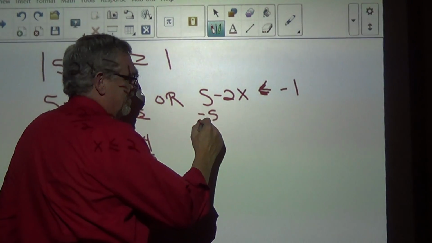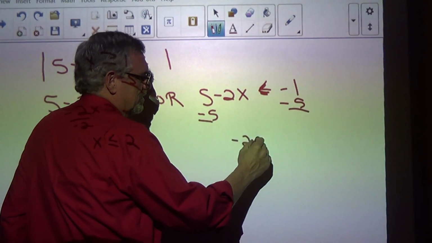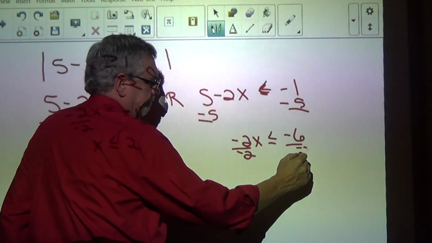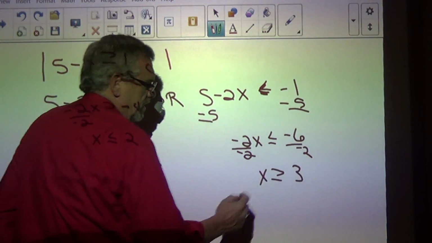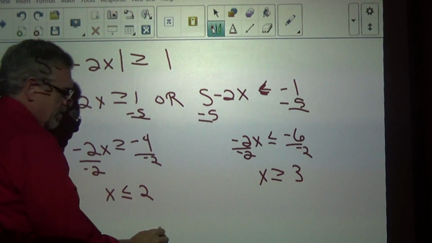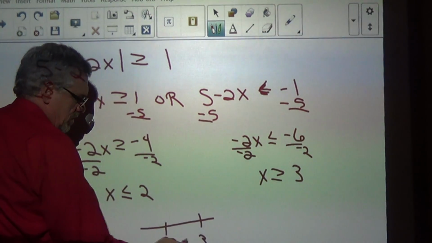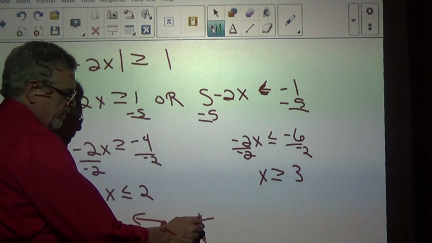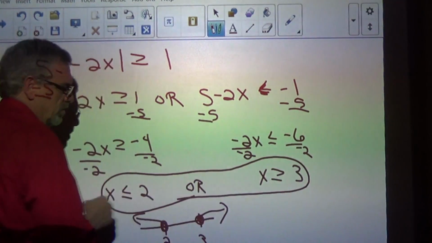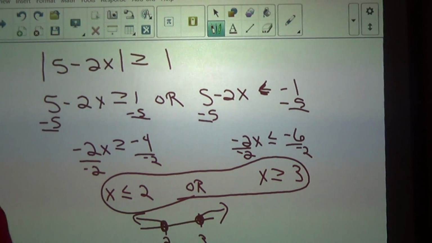X is greater than -2. I'd actually like to see it on your paper, and you're wrong. Should be 3. No, I added the 5 instead of subtracted it. That's what happens when you do stuff in your head. And it's greater than, not less than. I said greater than. X is greater than -2. Now, graph it just to make sure that you don't have a special case. Less than or equal to 2 goes this way, greater than or equal to 3 goes that way. That's what it ought to be.